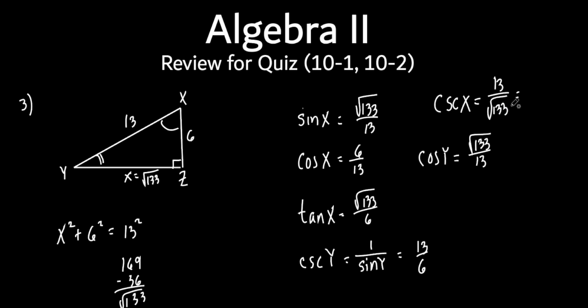Rationalize the denominator. So we multiply top and bottom by the square root of 133. And so you get what? 13 square root of 133 over 133. Yeah, that would be the cosine of x. Now, they didn't ask you that, but you never know. Okay, good. Enough of that.